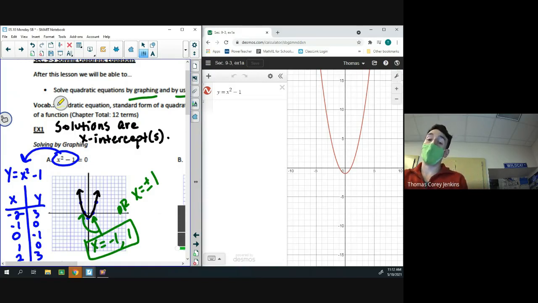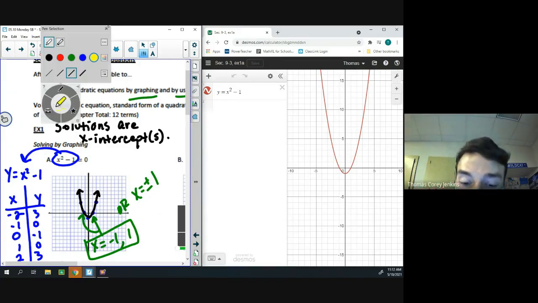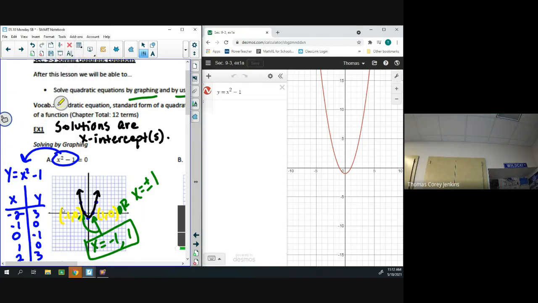No, -1, 0, and 1, 0. So our solutions are those x values, right? Our x-intercepts are -1, 0, and 1, 0, okay? But the reason that those are solutions is because notice our equation is set equal to 0. So graphically, this means when I plug in -1, my y value is 0. When I plug in +1, my y value is 0. So that's why those are solutions, okay?